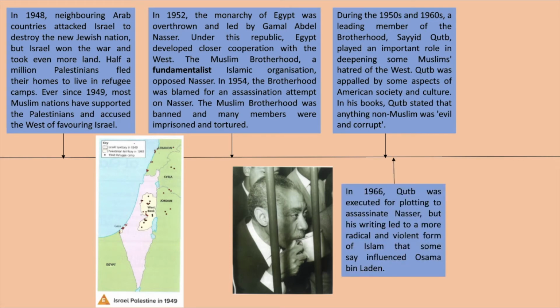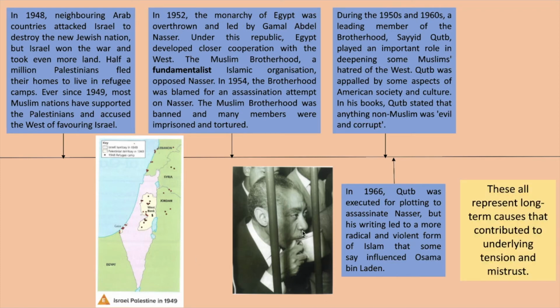In 1966, Qutb was executed for plotting to assassinate Nasser, but his writing actually led to a more radical and violent form of Islam, which then influenced people like Osama bin Laden. Now, Osama bin Laden was a young Saudi Arabian, and he was angry that Israel could not be defeated. When he was at university, he followed the teachings of extreme Arab nationalists and he called for a violent jihad, which is a struggle against weak Muslim leaders and non-Muslim powers they called infidels, and he called them enemies of Islam. These included Israel and the USA.